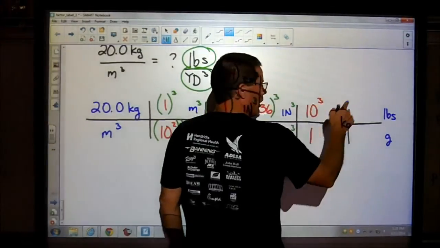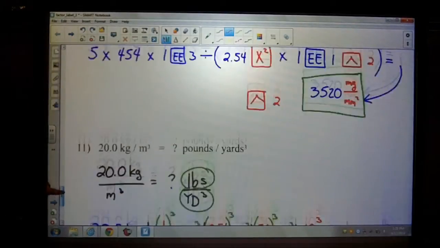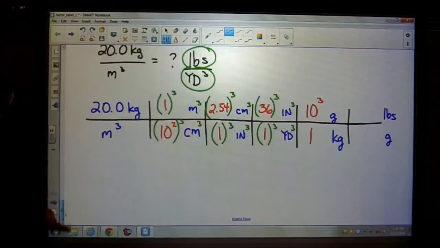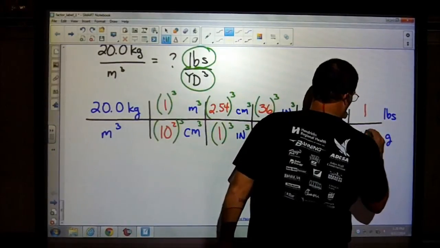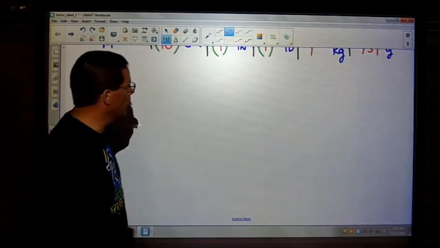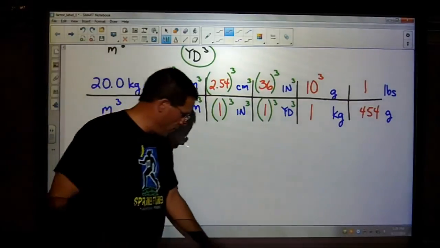All right, and then looking at pounds and grams, that conversion was given to you in the last problem, so that 1 pound equals 454 grams. So obviously you know that the pound is larger. So put the 1 there and 454. All right, so now type this in. That will be a fun one to type in.